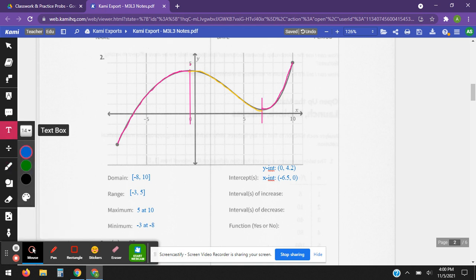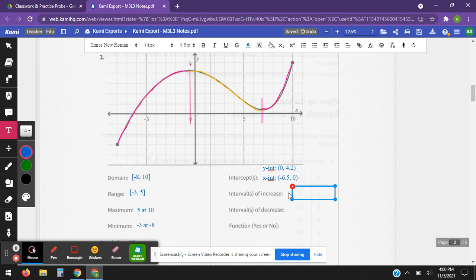So go back to my text box here. Intervals of increase. I'm going basically from -8 to negative, looks like about -0.5. So my interval of increase, I'm including -8. I'm going up to -0.5, but I am not including that one. And a capital U, again at 7 to 10. So not including 7, but I am going to include 10.